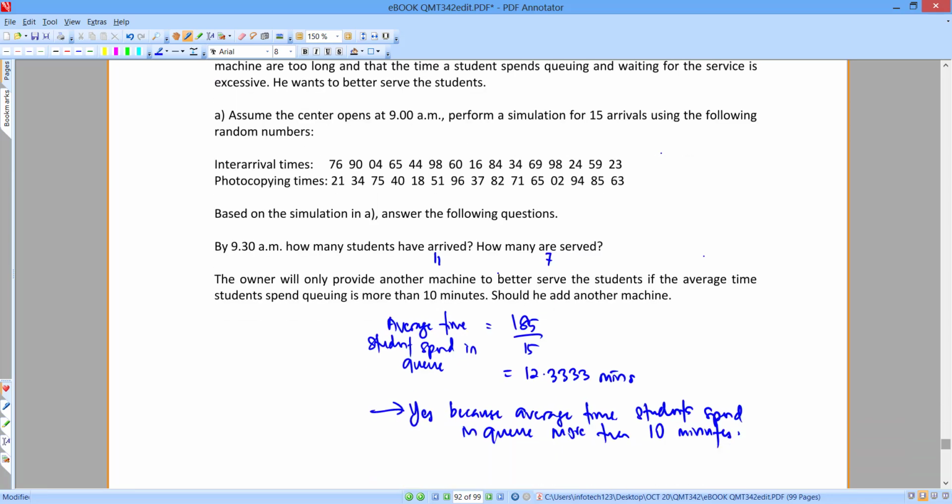Next, what is the average time students spend queuing? At the end, it says the owner will only provide another machine to better serve the students if the average time students spend queuing is more than 10 minutes. So you have to find the average first, then compare. I get 12.33 minutes. So the answer is yes, because the average time students spend in the queue is more than 10 minutes.